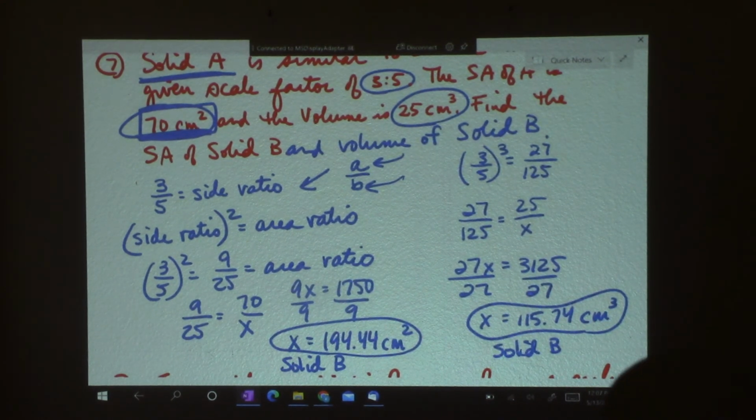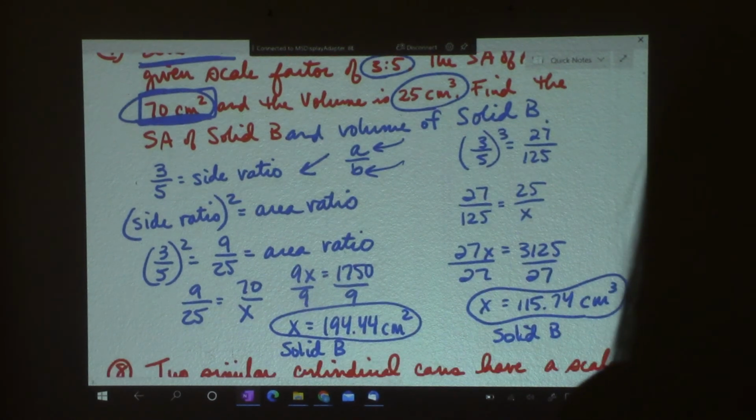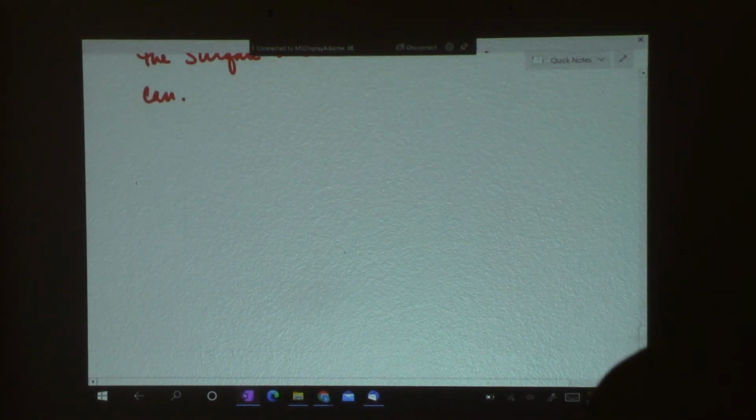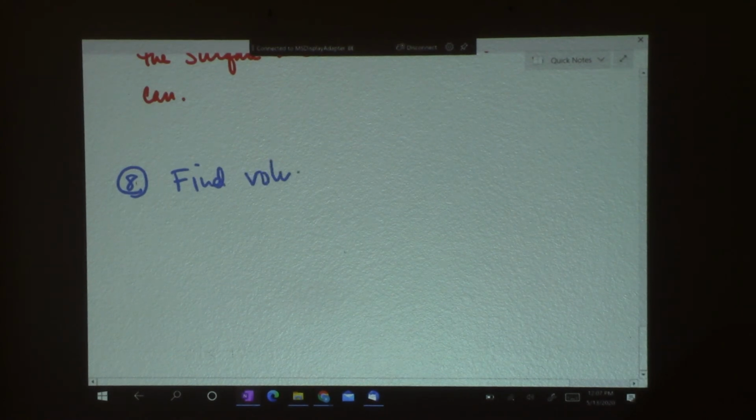Actually, that's pretty good, okay? All right, so now let's go back and do the volume of a cone. So number 8, find the volume. And we have a picture like this. And we know the radius is 11 centimeters.